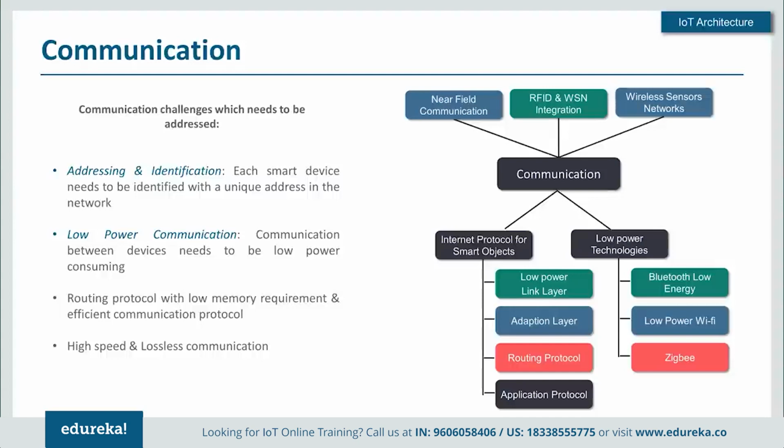What you need to understand is that these devices need to pass this information, and some of the challenges that the communication layer should address are, first, addressing and identifying each of these pieces of information, wherein I know which device is sending me the information, what that device is, and if I want to communicate back to that device, how do I do that?